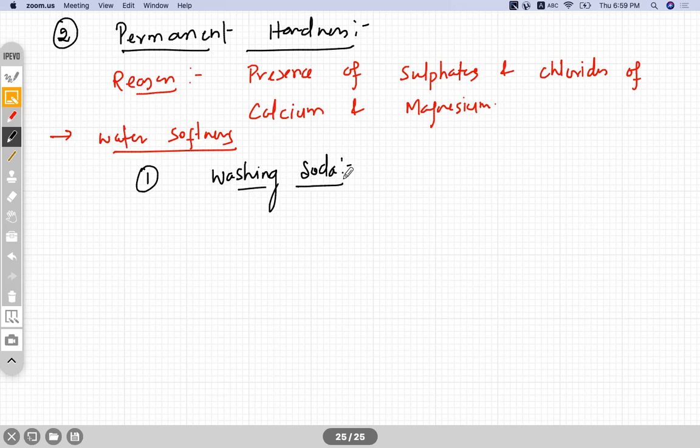What is the formula of washing soda? Its chemical name is sodium carbonate. Right? Na2CO3. So write down, it removes both temporary and permanent hardness. All this information is very important. Both temporary and permanent hardness.